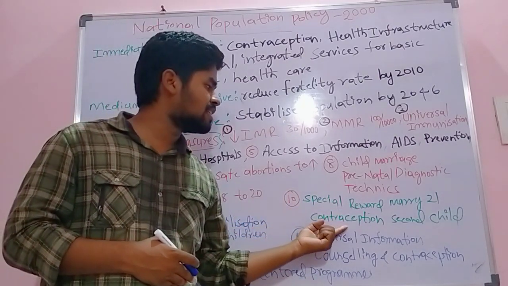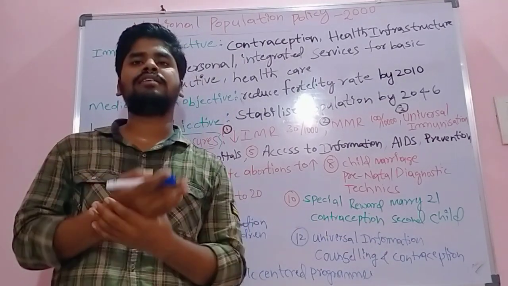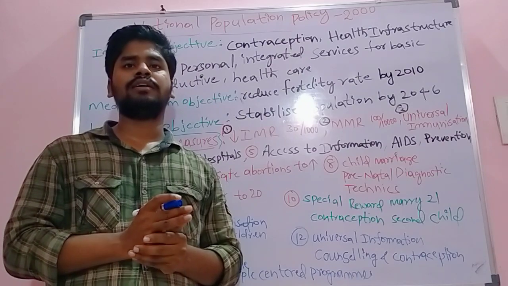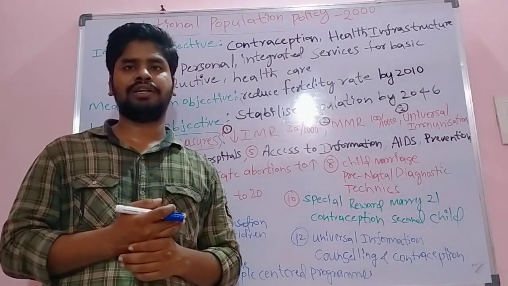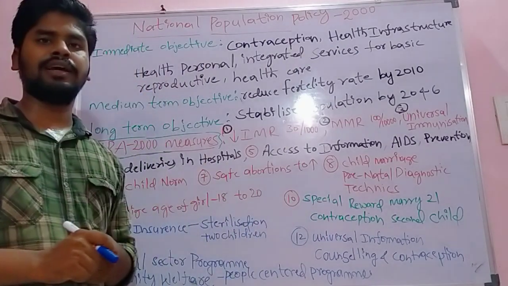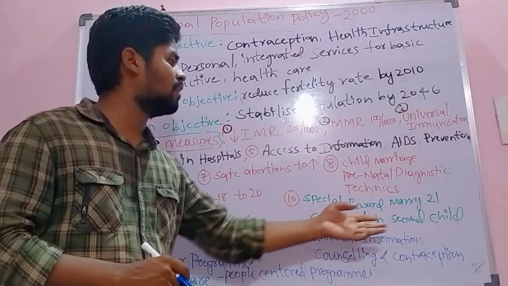Contraception and the second child: after the second child, they have to take precautions. They will not have more than two children, so abortions have to be done after two children.